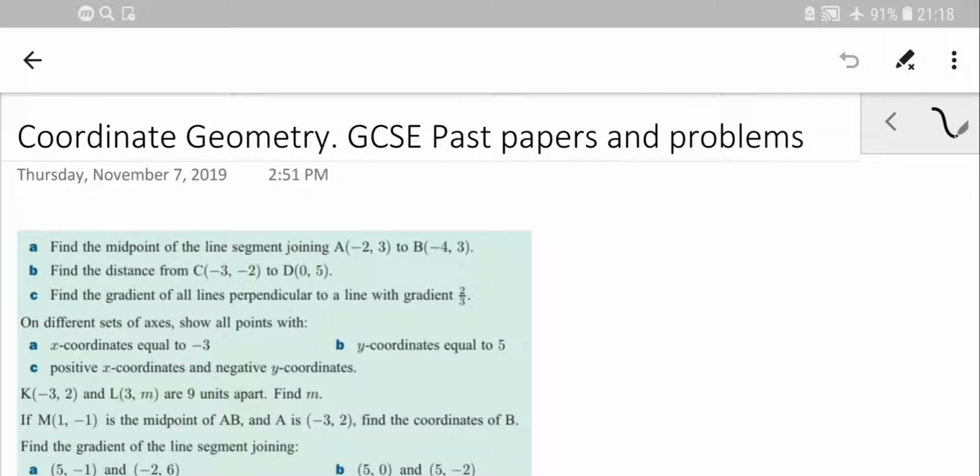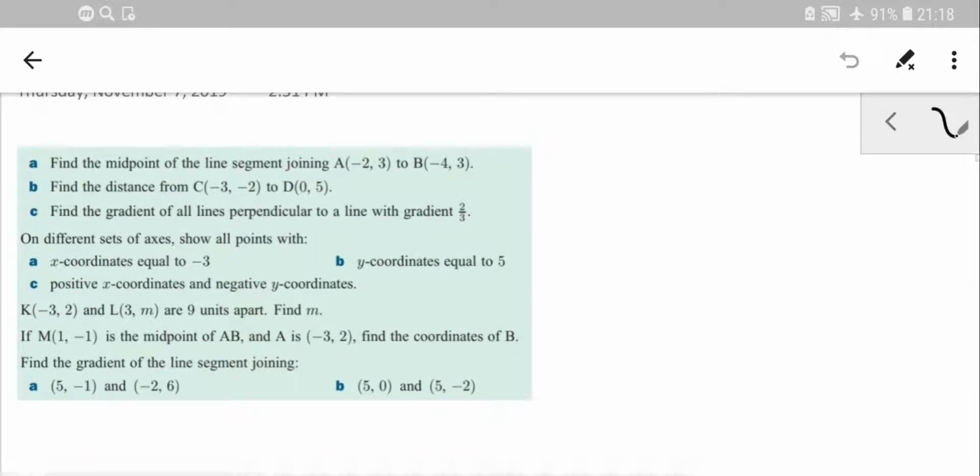Hey, welcome back to coordinate geometry. This is the revision and we consider past papers for GCSE problems. Alright, so that's about midpoints, distances, and gradients, as you remember. So the first question, let's do it.